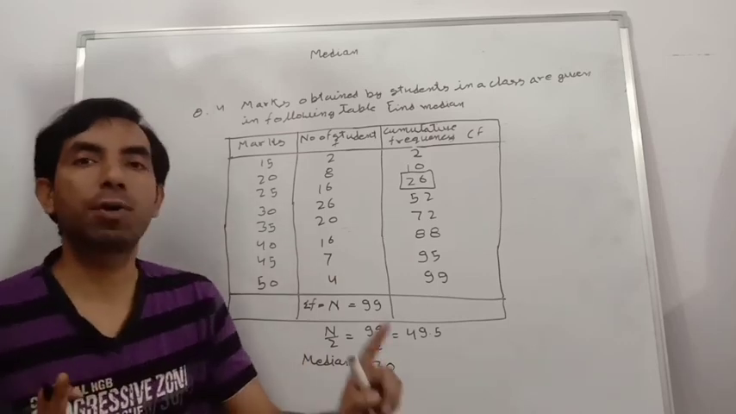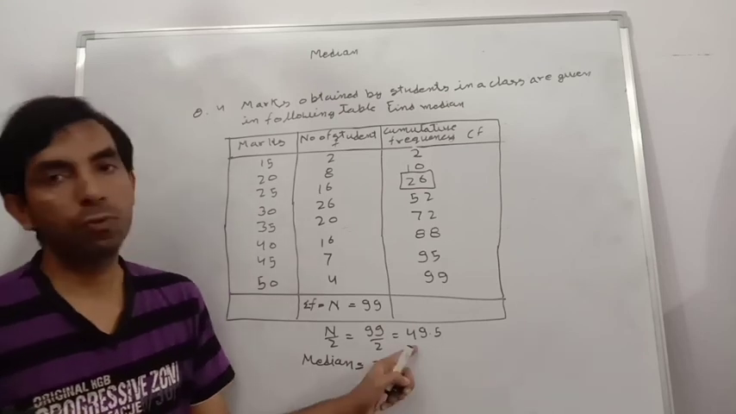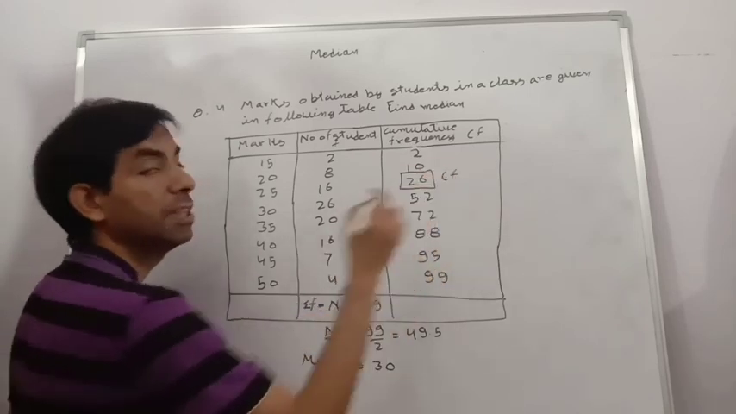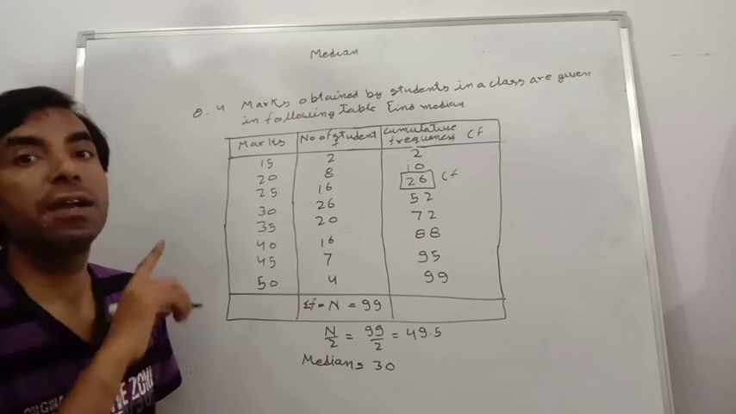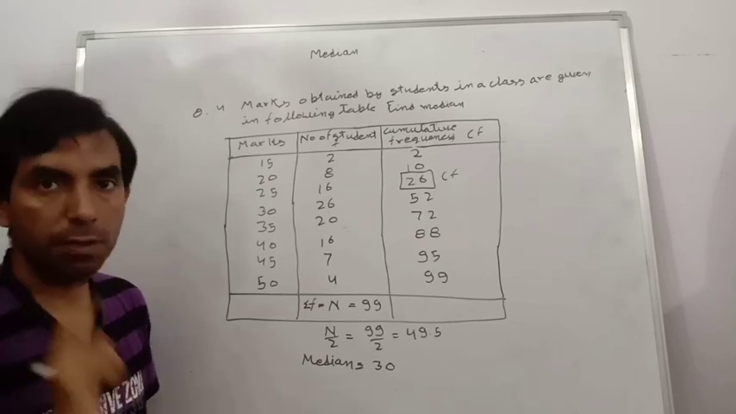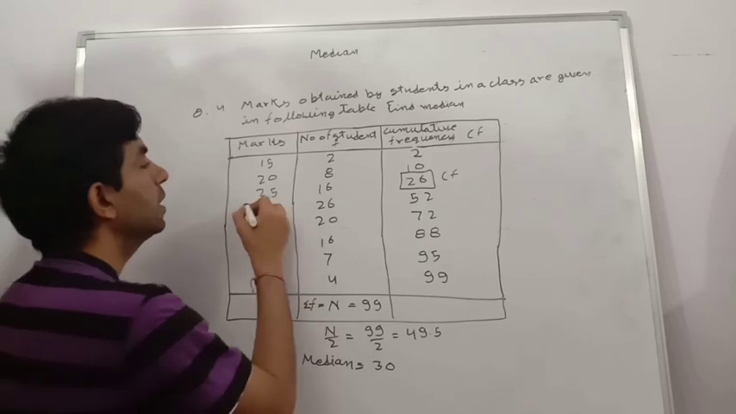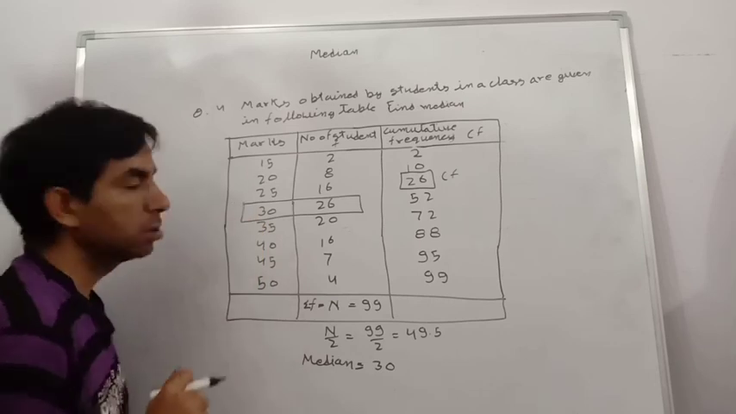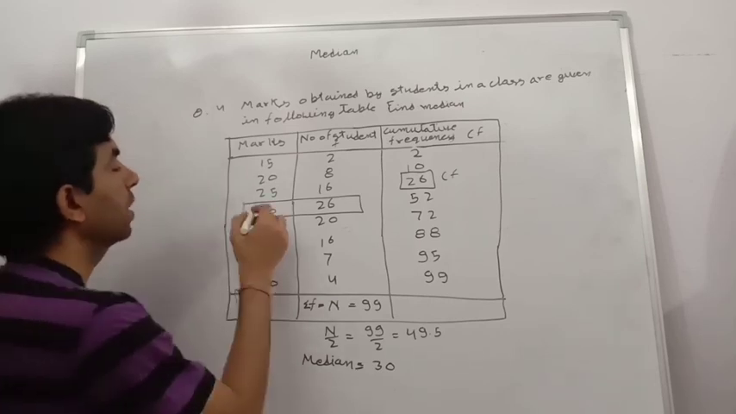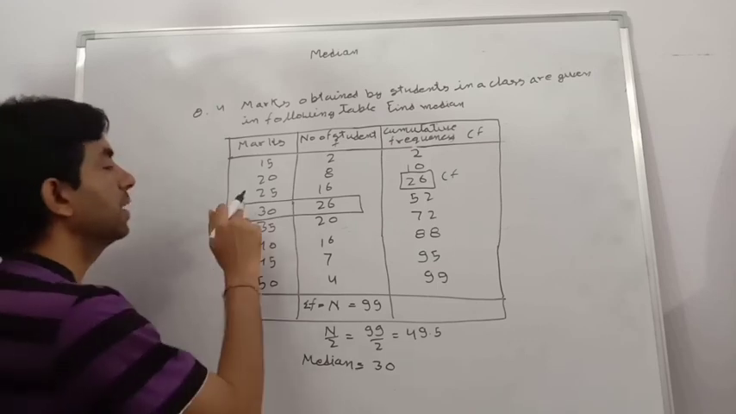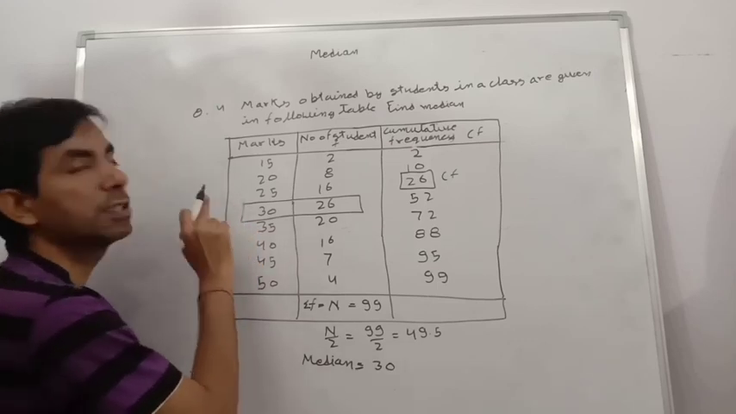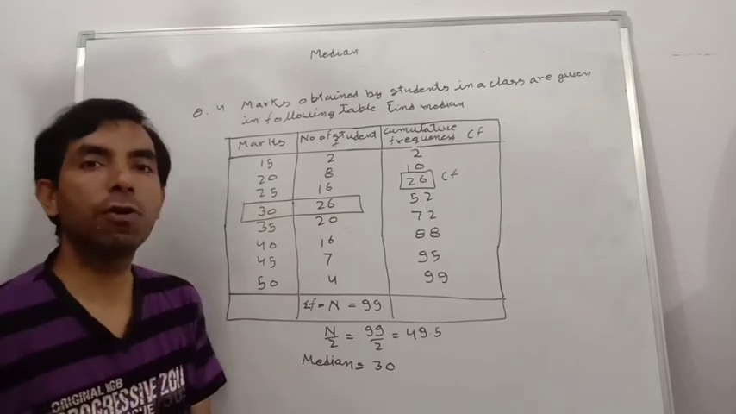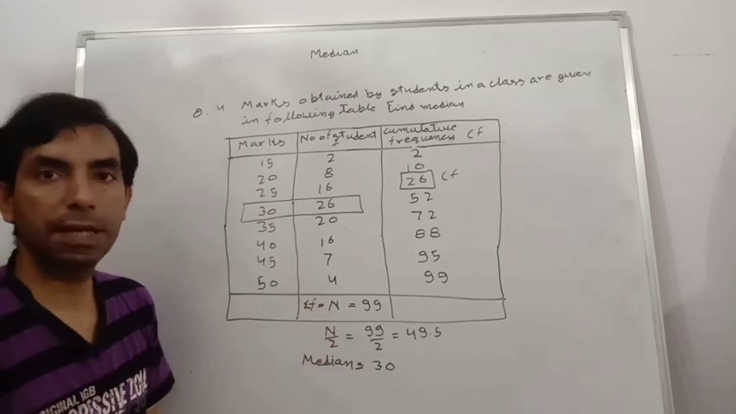I am repeating that again. First we find n upon 2. The less than value of n upon 2 in the cumulative frequency is called CF. And the next row after that cumulative frequency is called the median class. But here it is ungrouped, so our answer is 30 directly. But if it is a grouped frequency distribution table, then we solve by formula. So by this method, we can easily calculate the CF of any term.